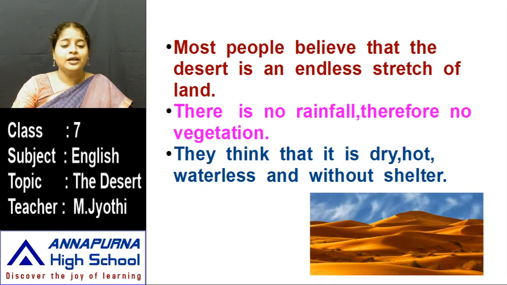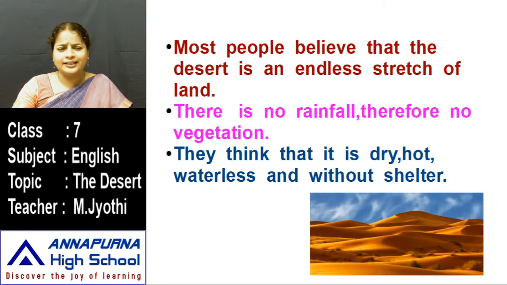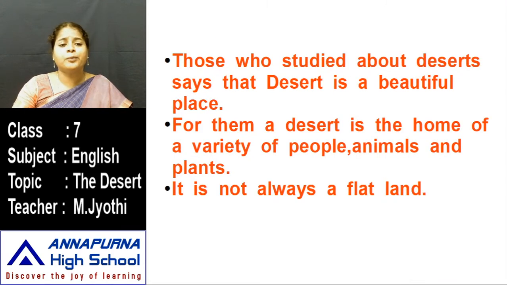But those who studied many things about desert say that desert is a beautiful place. Children, those who didn't study anything about desert will say like this. What will they say? They tell us that desert is an endless stretch of land and there is no rainfall, therefore no vegetation, and they think that it is a dry area, hot area and also waterless and without shelter. But those who studied about desert say that desert is a beautiful place.